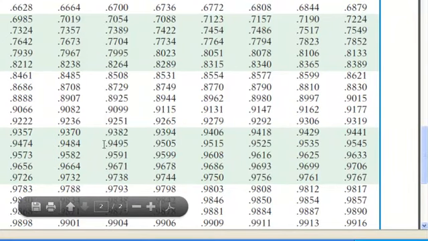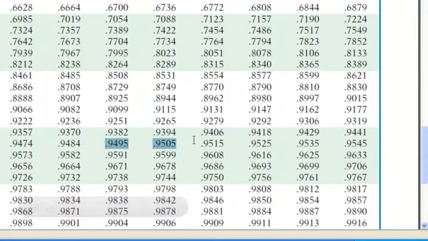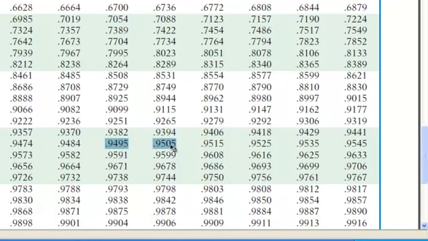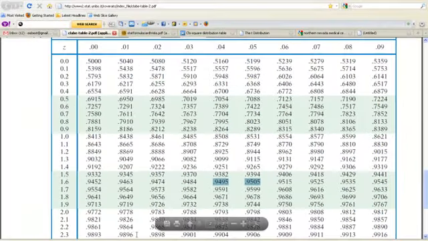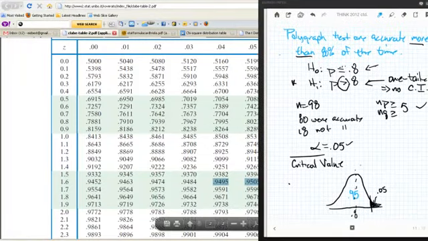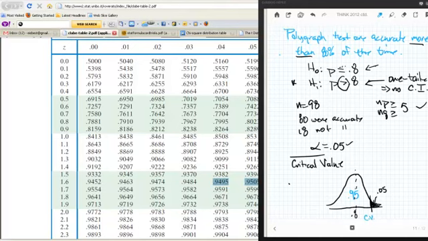0.95, let's see, 0.945, 0.9505, and I am between 1.64 and 1.65. So what I do is I split the difference and say that the critical region for that happens right here. This is my critical value, and it's going to be 1.645. Now, in summary, that is the line of demarcation.